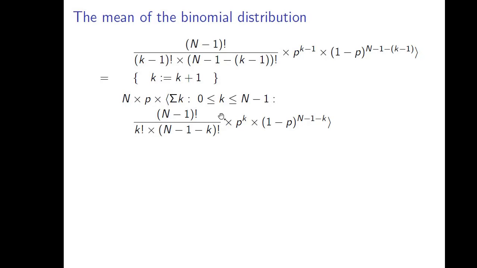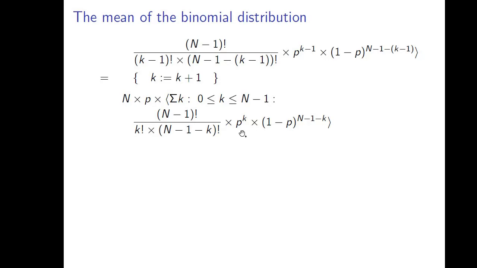Next, we rename our local variable k to k plus 1. And when we simplify, we now have n minus 1 here and 0 here. And we now have n minus 1 over k factorial times n minus 1 minus k factorial times p to the k times 1 minus p to the n minus k.